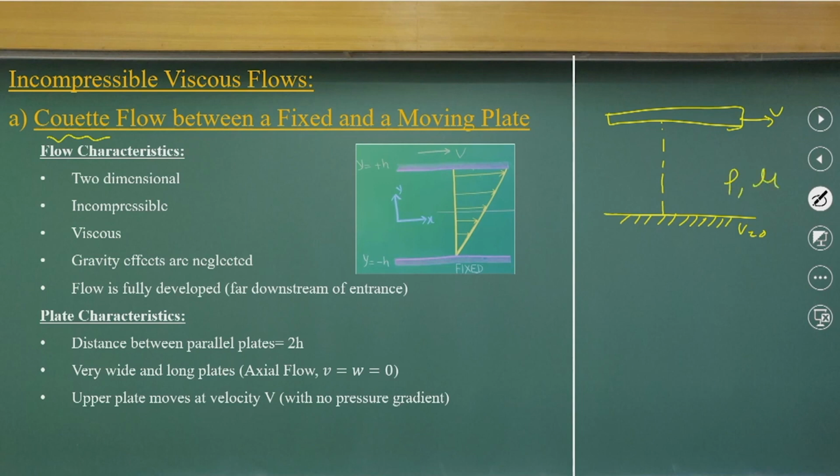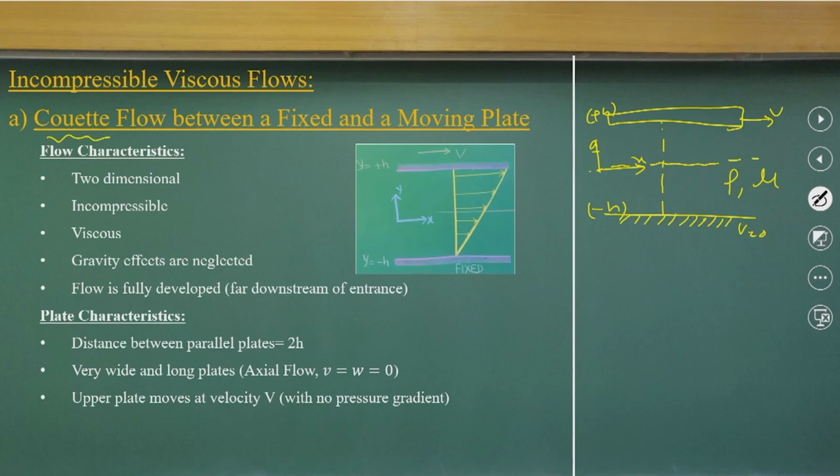To simplify the problem, we can take the central line as an axis. This is the x axis, this is the y direction, this will be the plus h coordinate, this is minus h. And I have the plate which is moving at v, and I am trying to look at what could be the velocity distribution for viscous incompressible flow.